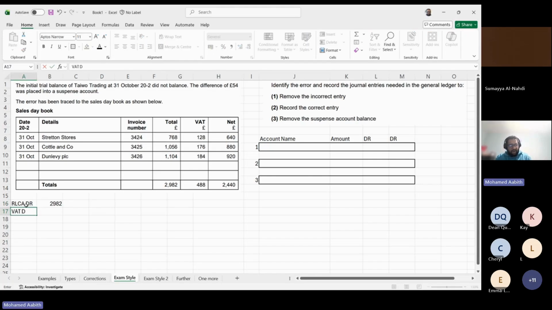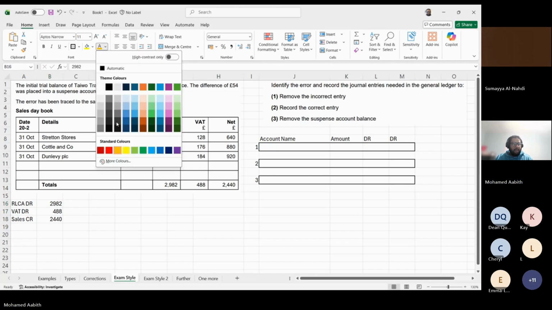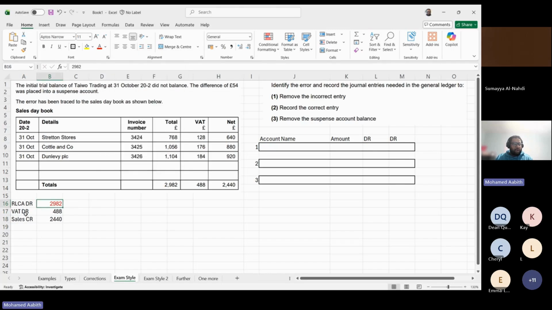VAT, they have done credit 488, and then also they done sales credit 2440. Which one contains the error? Only the RLCA bet. These two are absolutely fine. There is no need to change any of it. So the job is for us to identify the error.